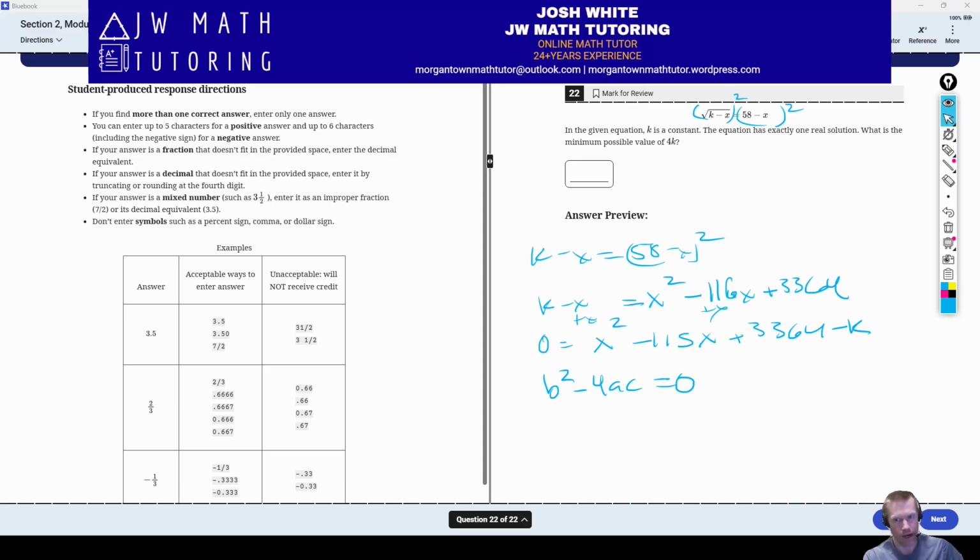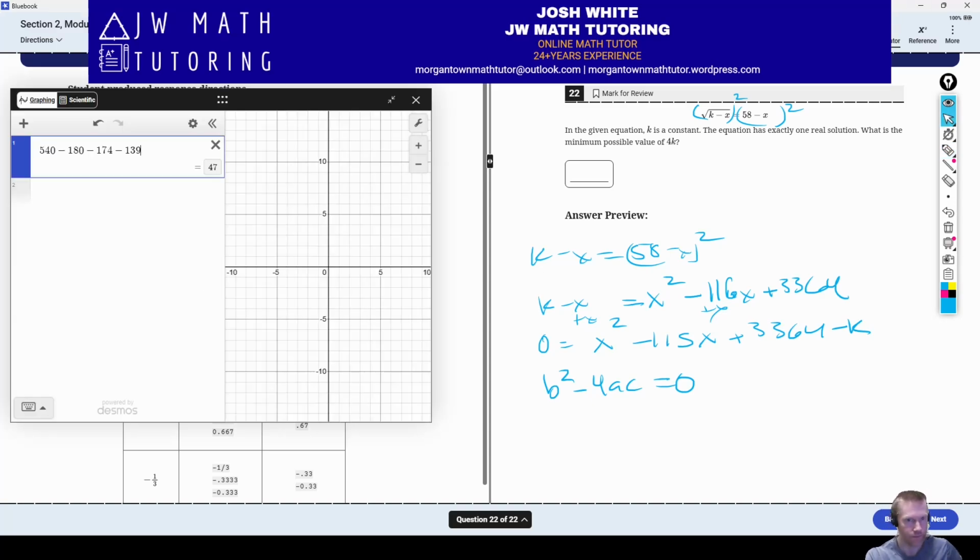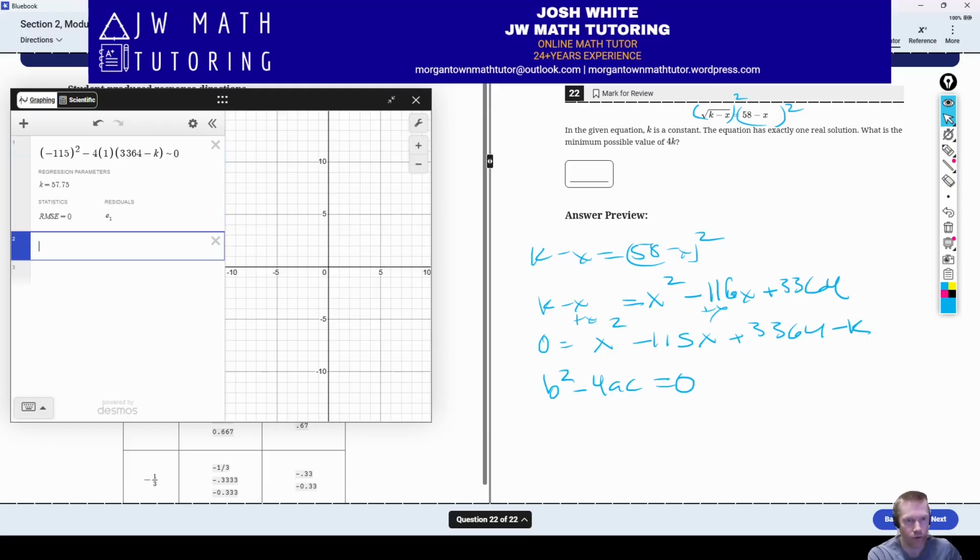So all I would do now is go to Desmos and type in b squared minus 4 times a times c. C is the whole expression, 3364 minus k. This has to equal 0. Because I'm using k, I'm going to use regression. Okay, so I get my k value for exactly one real solution. What's the value of 4k? Well, it's right there, it's 231, and that is the final correct answer.